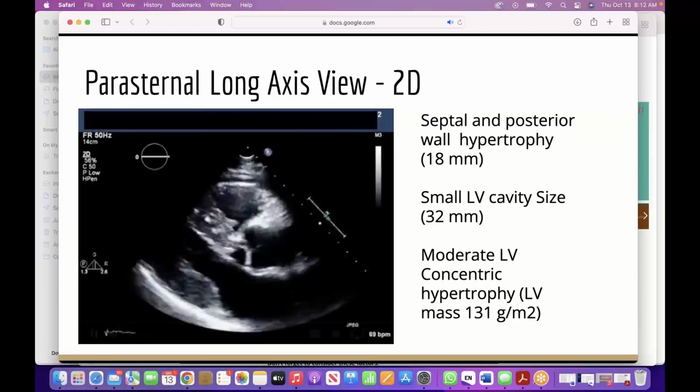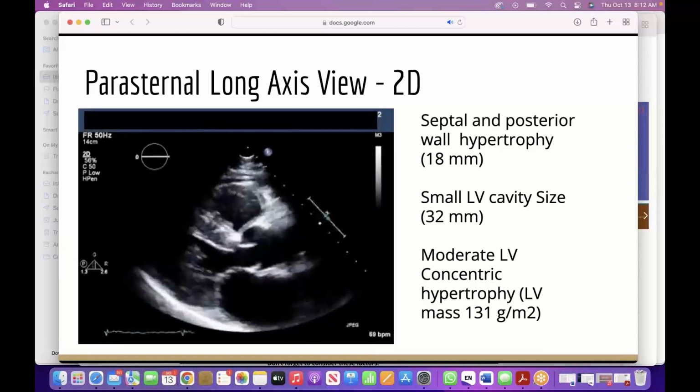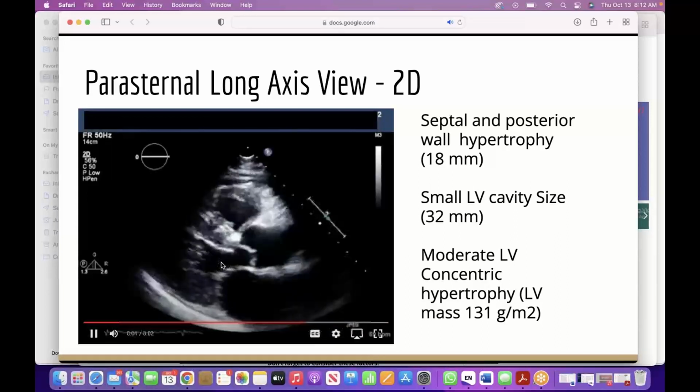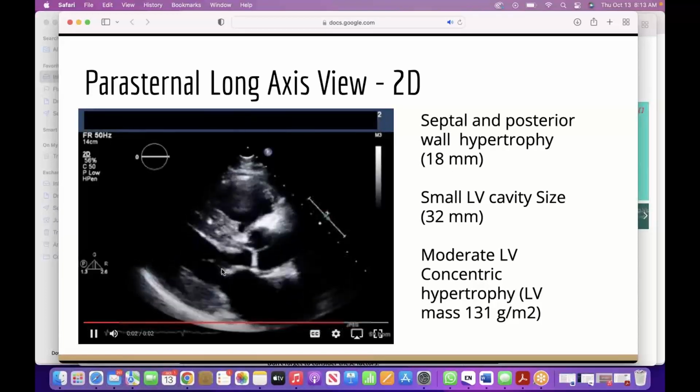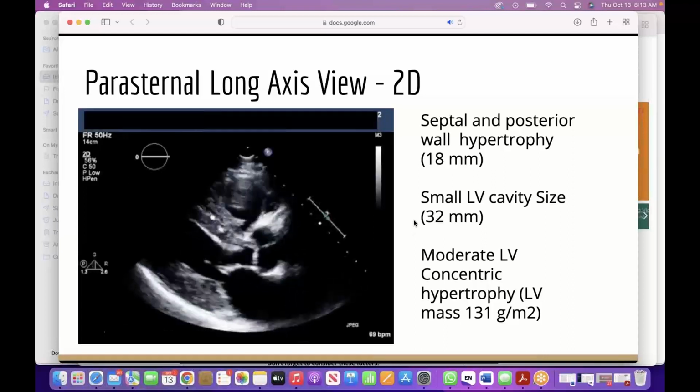But interestingly, from this point of view, you can see that there's substantial concentric left ventricular hypertrophy. This gentleman was fairly large, so his index mass came out to 131, consistent with moderate concentric hypertrophy given his RWT being around 0.6. There's also a fairly small LV cavity size here, as well as substantial septal and posterior wall hypertrophy, in both cases measuring around 18 to 19 millimeters, where normally that would be less than 11 millimeters in a normal patient.